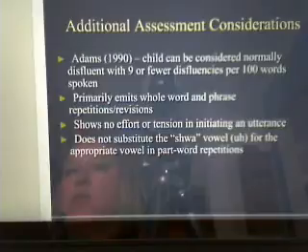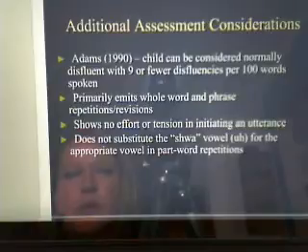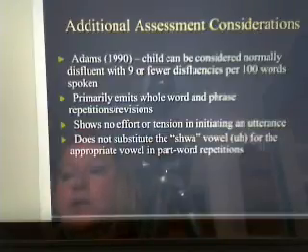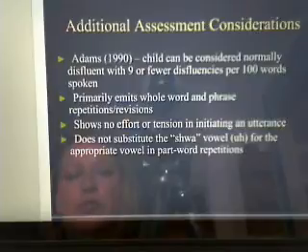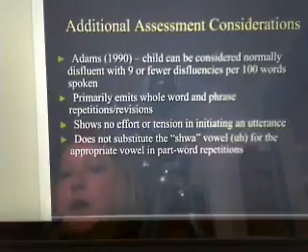So also, again, the child is showing no effort or tension when initiating an utterance, and the child does not substitute a schwa vowel for the appropriate vowel in a part word repetition. So the example of, again, the schwa vowel is the "uh" sound. Okay, so when a child is demonstrating more of a concern with true stuttering behavior, you'll hear the "uh" sound inserted when they're trying to then speak a word or an utterance.